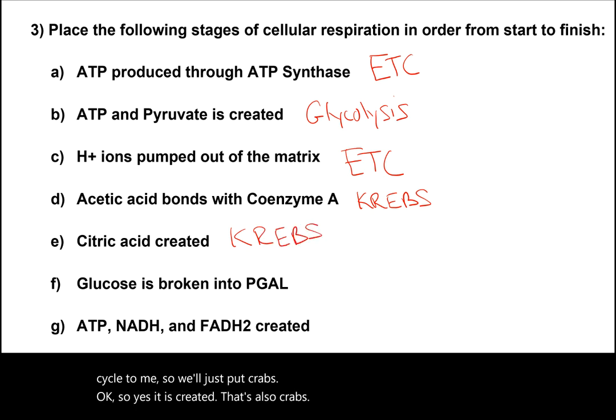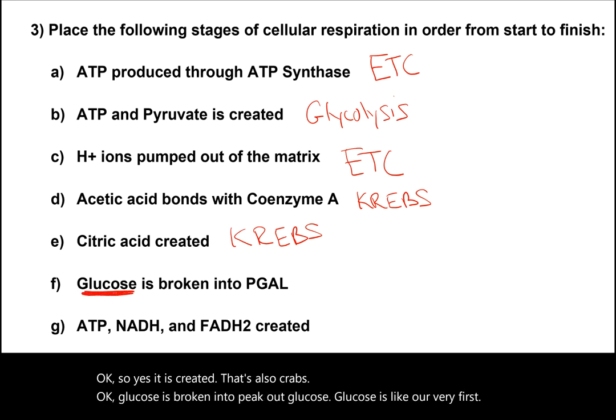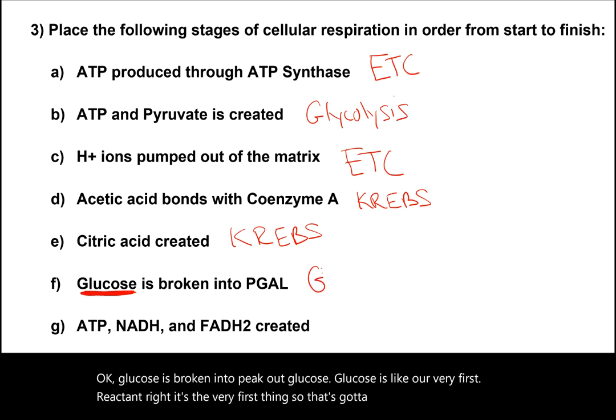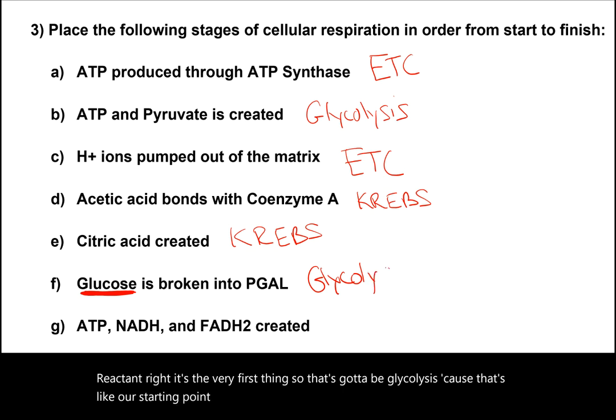Okay. Glucose is broken into PGAL. Glucose. Okay. Glucose is like our very first reactant, right? That's the very first thing. So that's got to be glycolysis because that's like our starting point. Did I spell that right? Glycolysis.